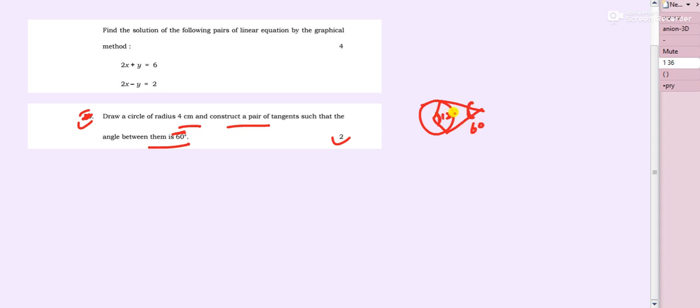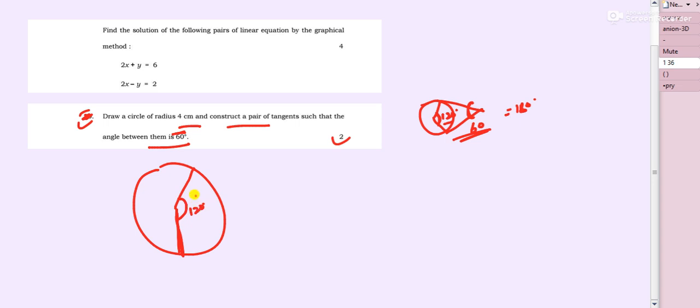It will be 120, correct, because both of them combined should equal 180. So this you always have to find. So draw a circle of radius 4 centimeter. Okay, draw a line like this. Now keeping your protractor, measure an angle of how much? Yes, 120 degrees from here.